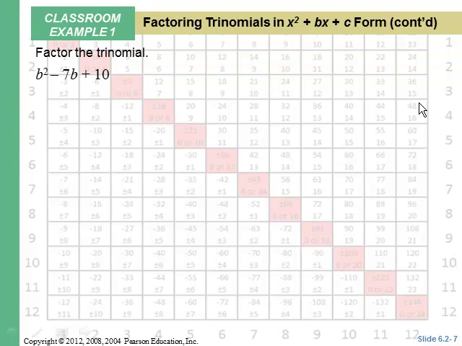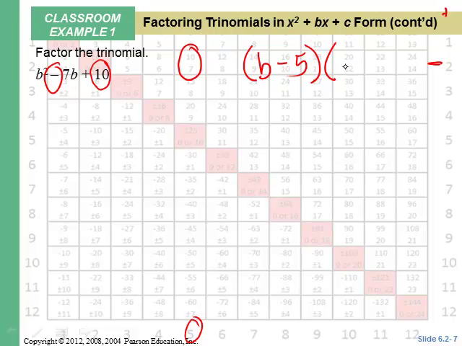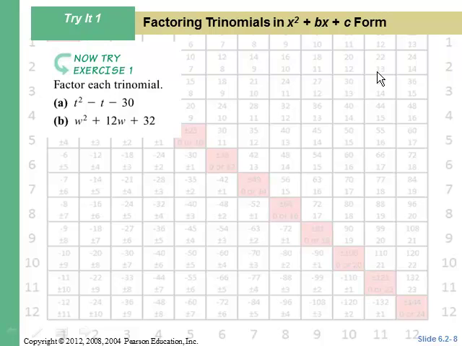This one, notice we're looking for two numbers that multiplied equal 10. We're on the positive side and are 7 apart. Here they are. The difference is 2 and 5. The difference is that it's going to be subtracting because this sign is negative. b minus 5, b minus 2. And those two multiply out to be b squared minus 7b plus 10.